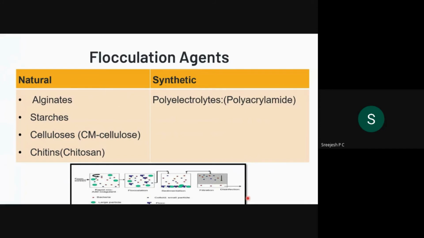Or you can do a classification in another manner, like synthetic and natural. Under the natural categories, you can use alginate, starches, or cellulose. Under the cellulose, the CM cellulose, carboxymethyl cellulose, or the chitosans, which come from chitin. So all these things we can use as a natural source. Or under the polyelectrolytes, you can think about the polyacrylamide, the different forms of polyacrylamide, as a synthetic polyelectrolyte. All these can be used as a flocculating agent.